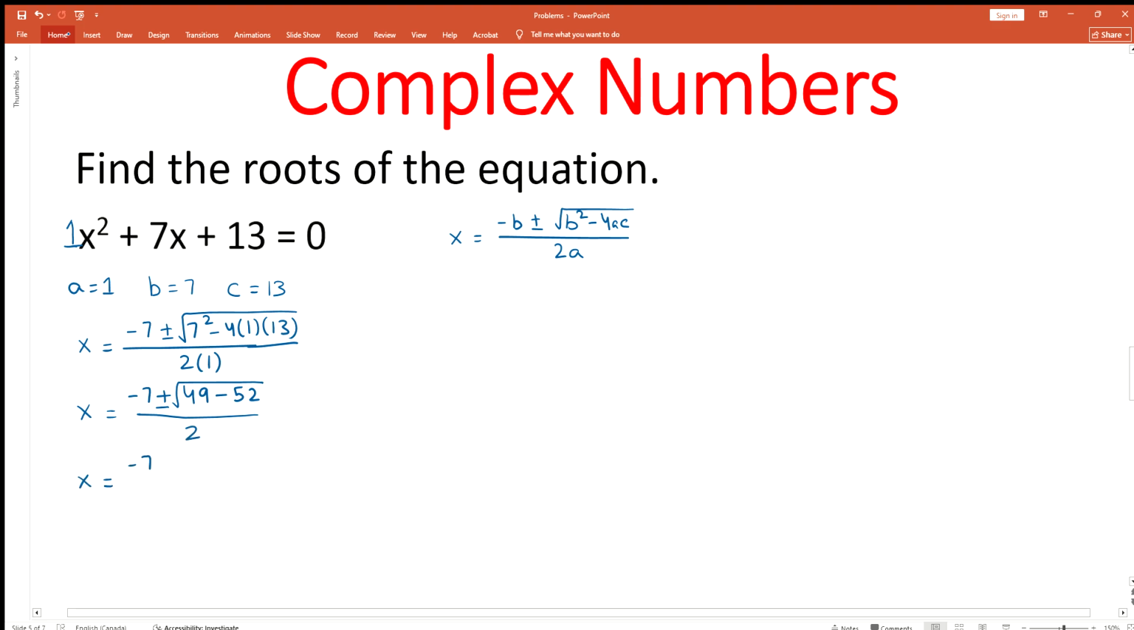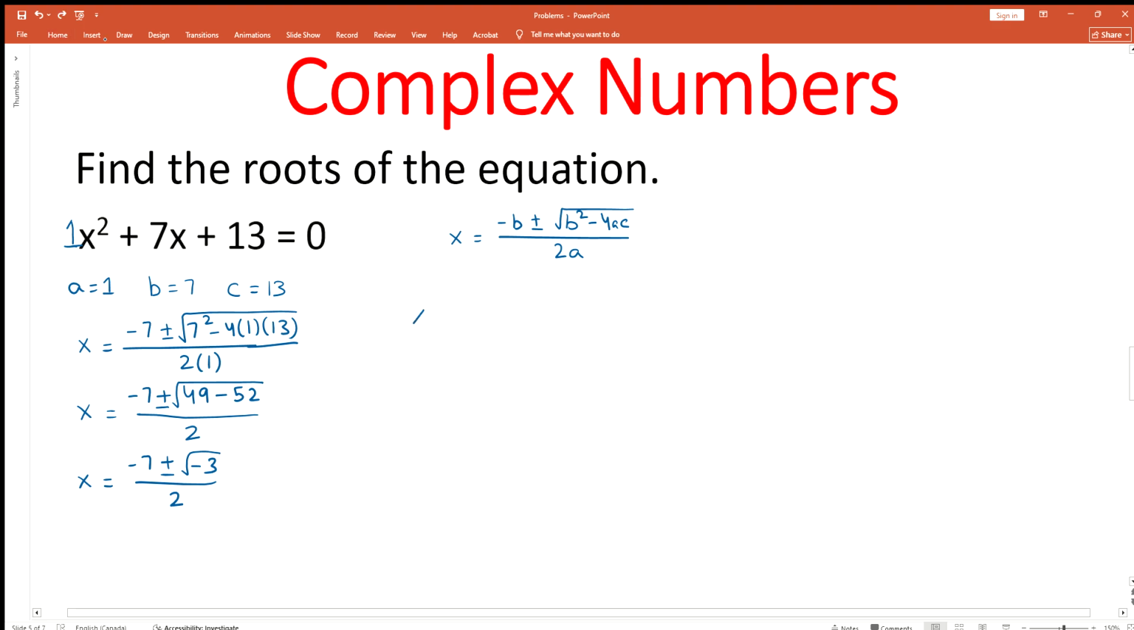Next we can subtract the terms under the square root. 49 minus 52 is equal to negative 3. The square root of a negative number is not a real number. So that tells us that this equation has imaginary or complex roots. We have to use the imaginary unit i to write the roots of this equation.